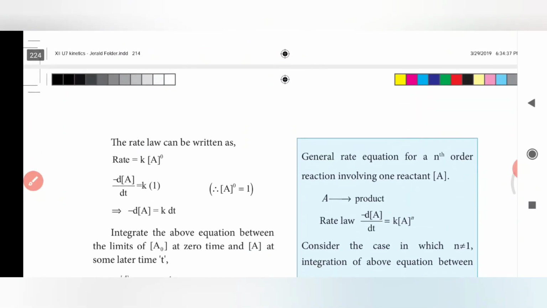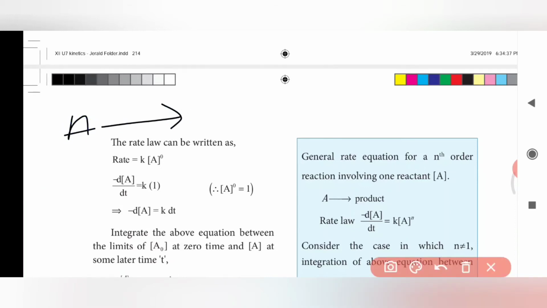The rate law for a zero order reaction, A gives product. For a zero order reaction, the rate law is nothing but rate equal to k concentration of A to the power 0. The 0 indicates a zero order reaction.